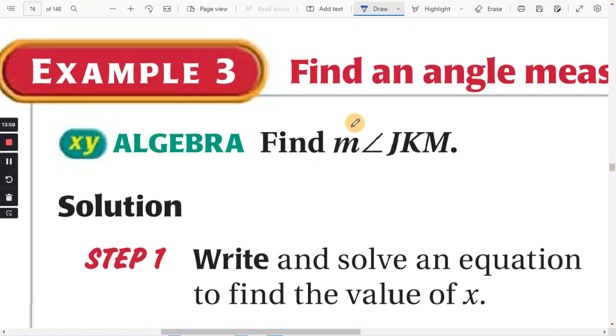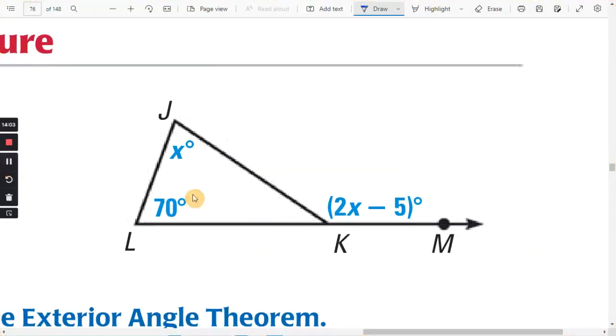Example 3, find the measure of angle JKM. All right, so this angle right here is angle JKM. I want you to take this exterior angle and set it equal to the sum of these two interior angles and solve for x, please. And then when you get done, plug it in right there and see what you get.